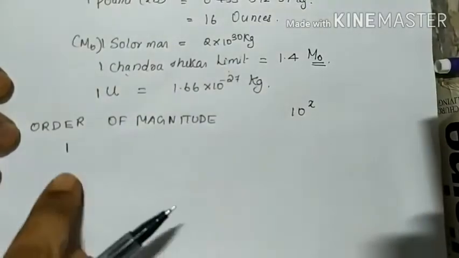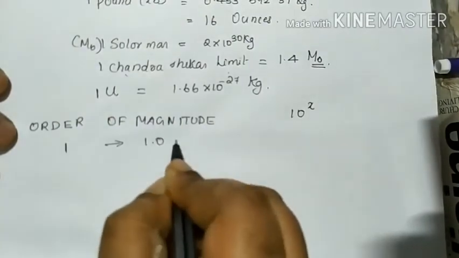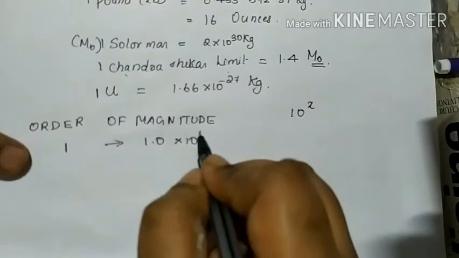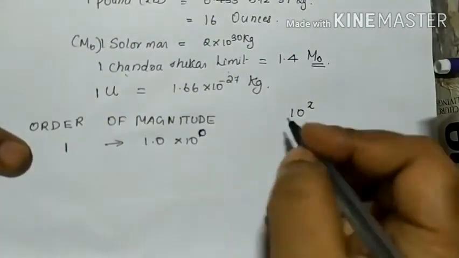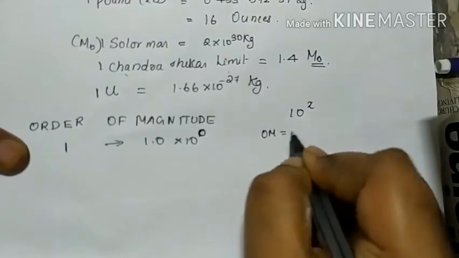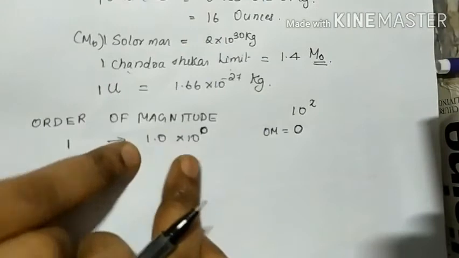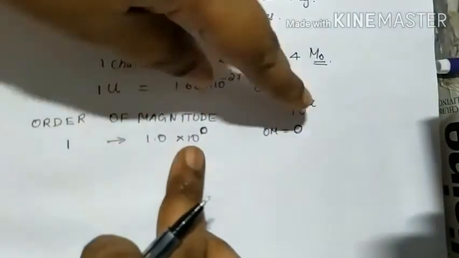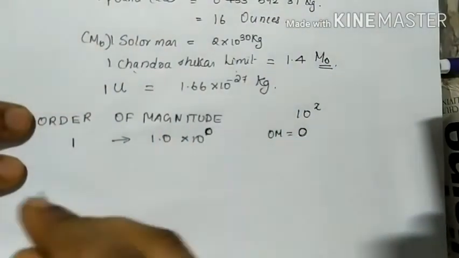I am having a number 1. How can I write 1? I can write it as 1.0 into 10 to the power 0. I'm extremely sorry, guys. 1 can be written as 1.0 into 10 to the power 0. So the order of magnitude, right? This 10 to the power x, that x is 0. So the order of magnitude is 0.